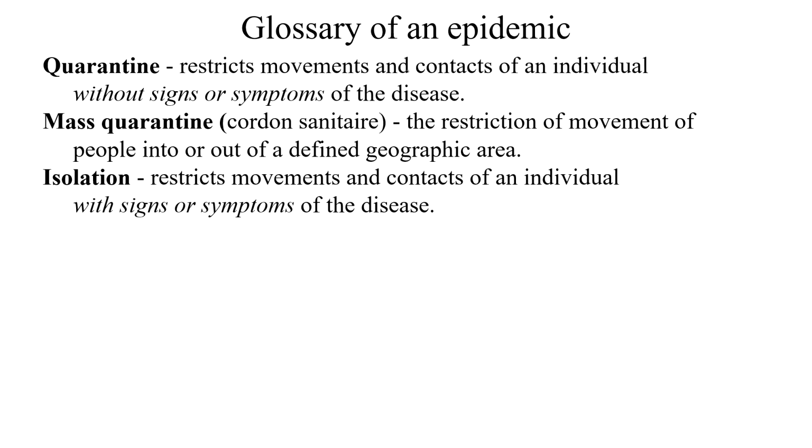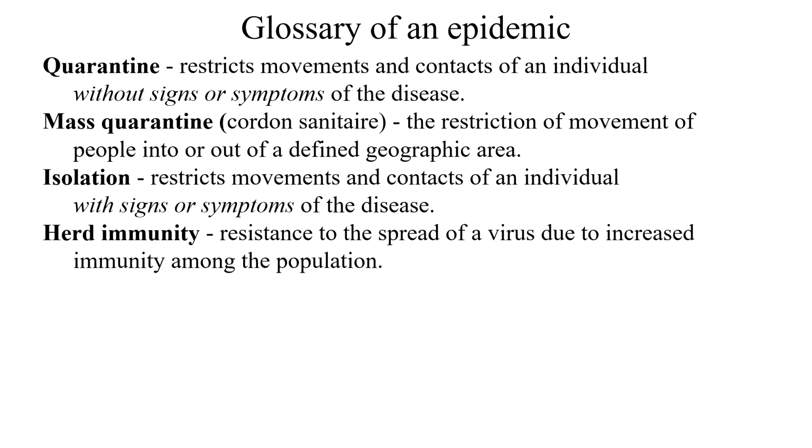Another concept is isolation. Now, isolation is different than quarantine. While quarantine restricts movements and contacts of an individual without signs and symptoms, isolation restricts movements and contacts of an individual with signs and symptoms of disease, meaning if someone has been diagnosed with, in this case, COVID-19, well, we put them in isolation, meaning we isolate them so they cannot come in contact with anyone else. So, the difference between quarantine and isolation. Quarantine: perceivably healthy but maybe incubation period individuals. Isolation: individuals that have already been diagnosed or have signs and symptoms of the disease.